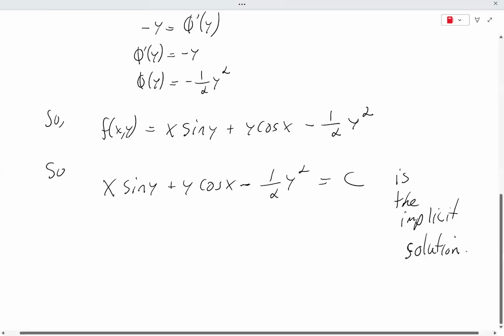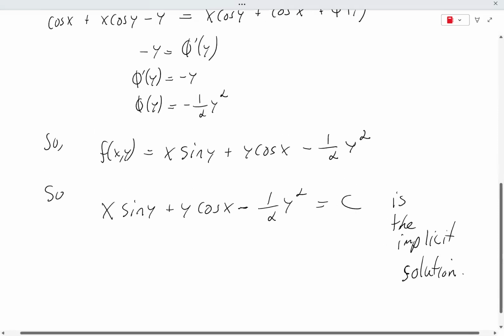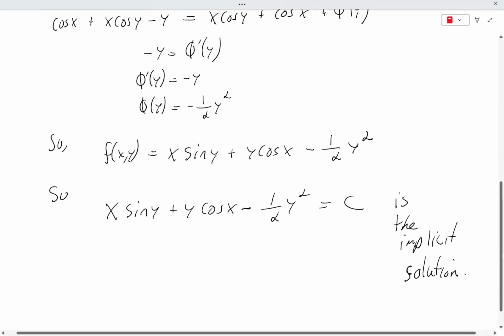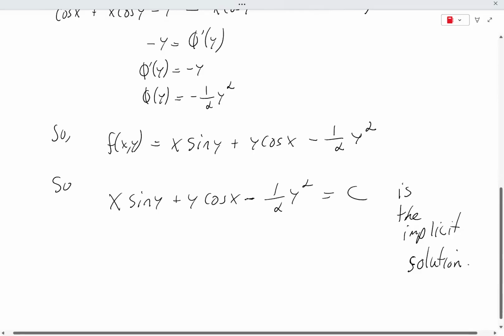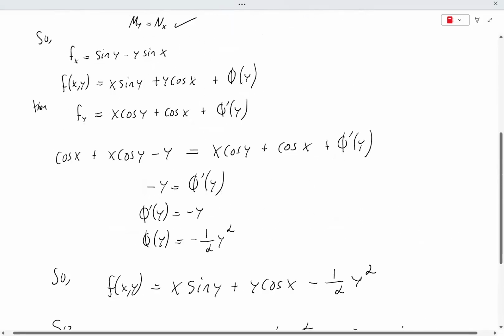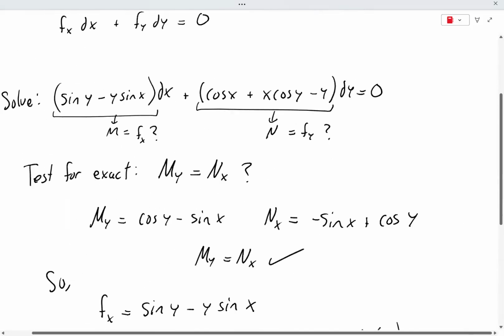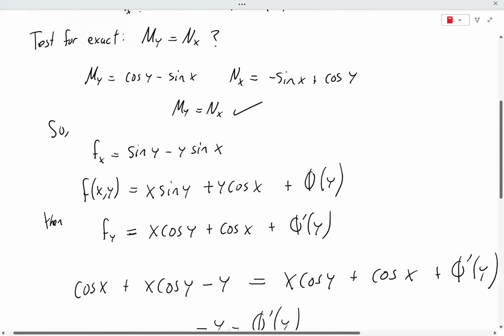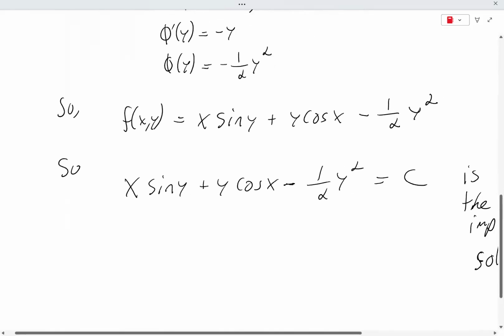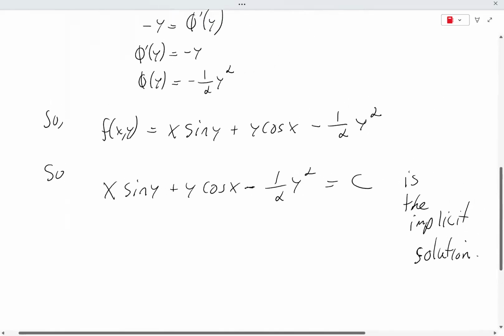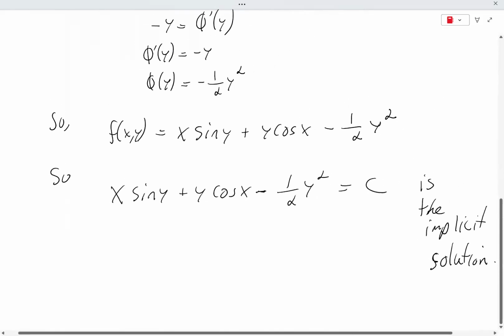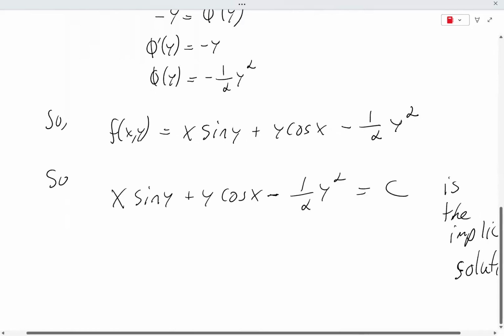Okay, so any questions on that? How that went? We'll just do a couple more examples here, but that's basically the idea of it. Yeah, we'll do one next here. Yeah, if we could do an initial value problem, we'll do one here.